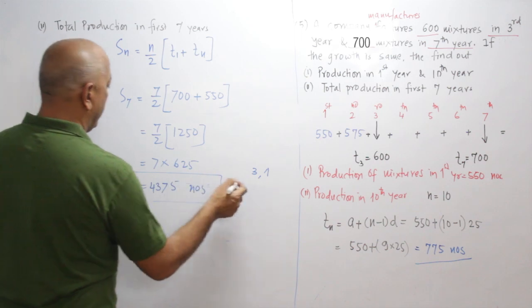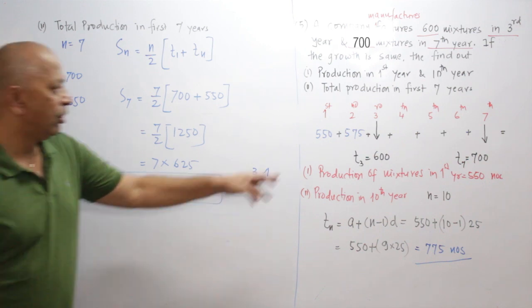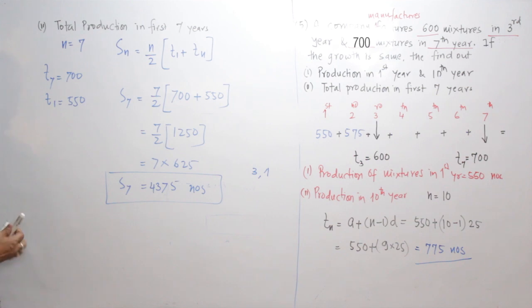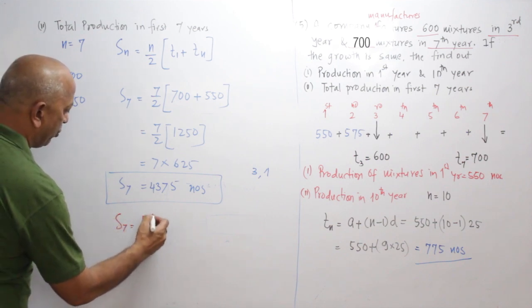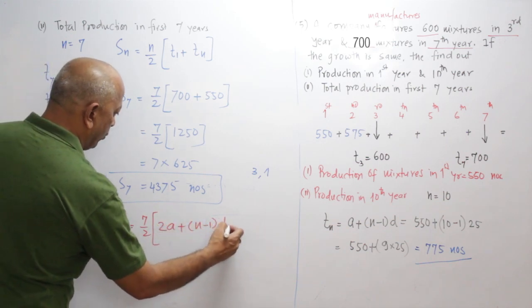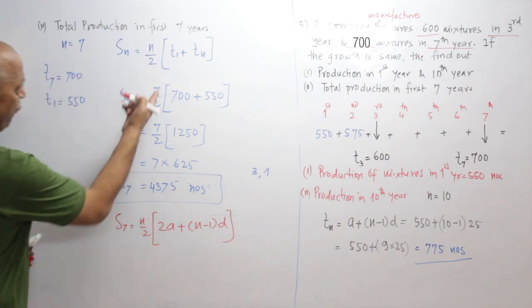So total production in first 7 years is 4375 numbers. You can use another formula also. You can use formula S7 is equal to 7 by 2 into bracket 2a plus n minus 1 into d. This formula also you can use. It is the same one.